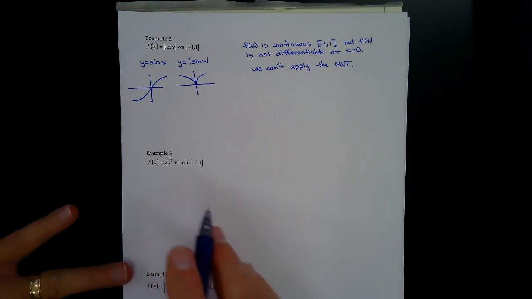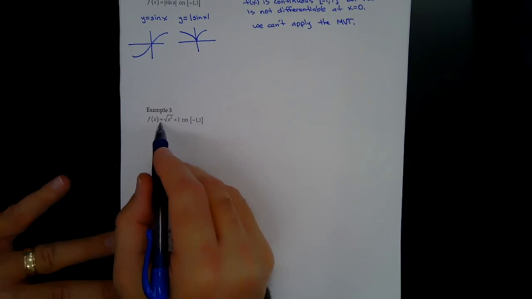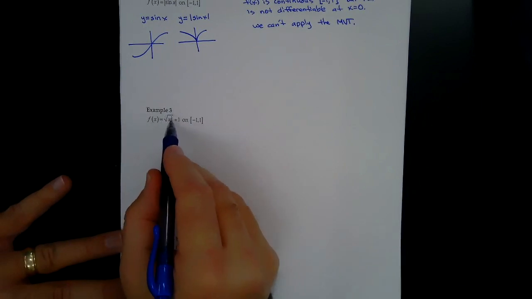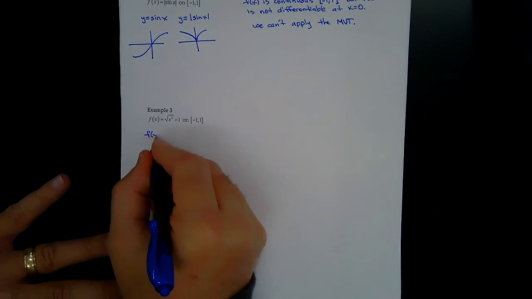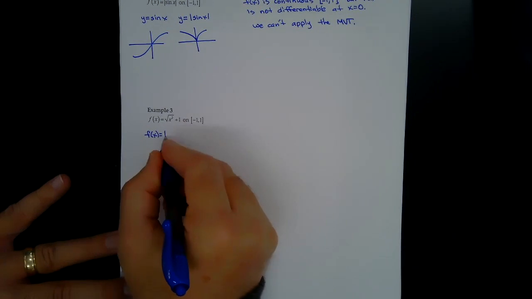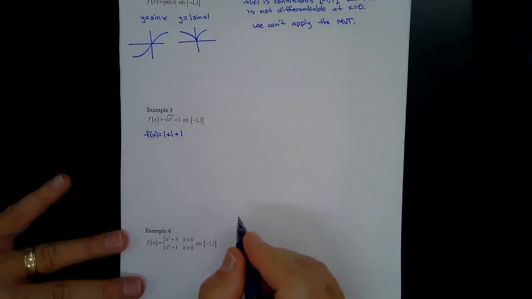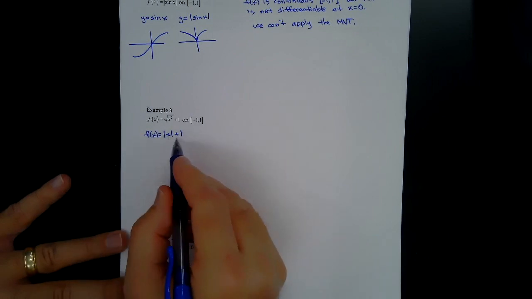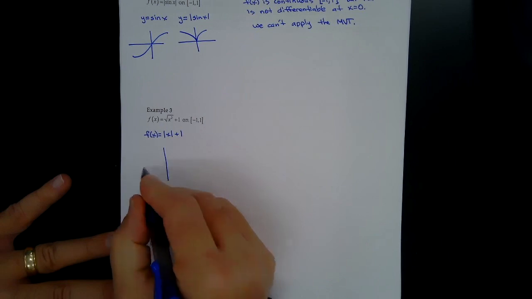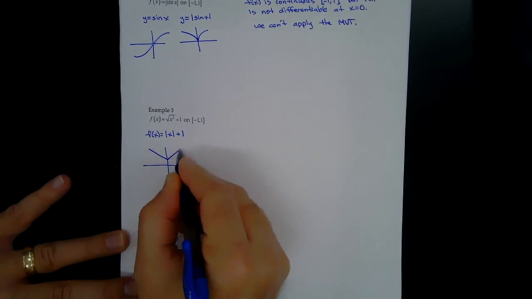Okay, so let's take a look at this next one. This next one is f of x is equal to the square root of x squared. The square root of x squared we've seen a lot of times. That's really the absolute value of x. So this is f of x is equal to the absolute value of x plus 1. And that is just the absolute value function shifted up 1. So that's going to look like this.